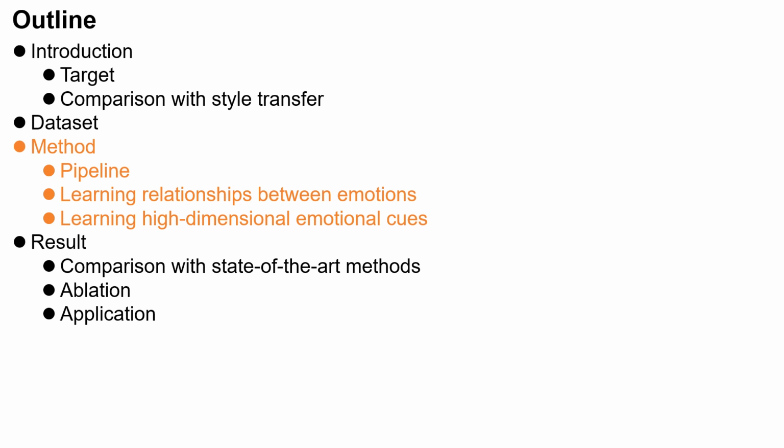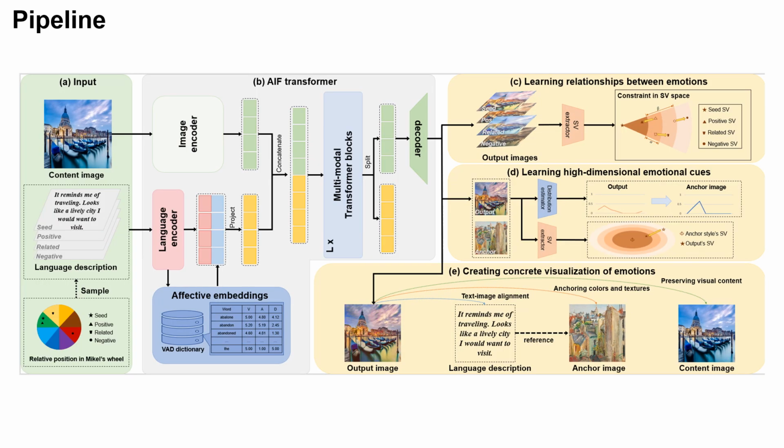Now, let's move on to the third part, the pipeline. We build our model based on the multimodal transformer architecture, which unifies both images and texts into tokens and encodes the emotional prior knowledge. Various loss functions are proposed to understand complex emotions and produce appropriate visualization.